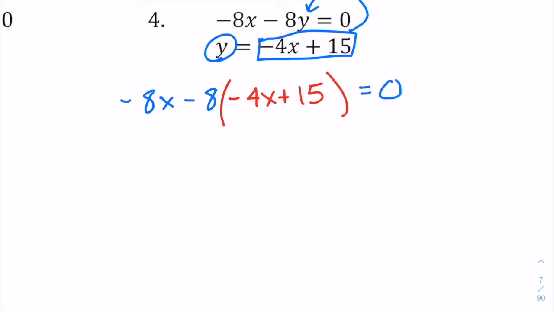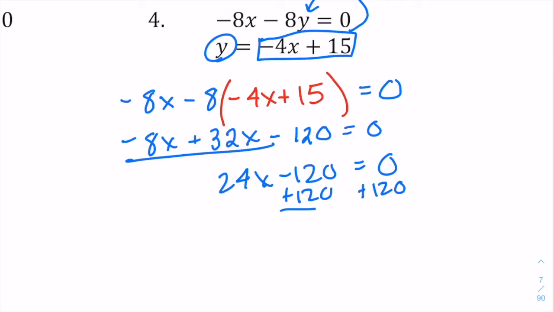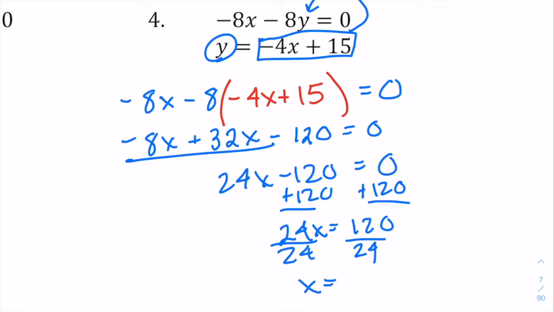All right, so now we have an equation, and there's one variable, and we have to solve it. So we have negative 8x. Negative 8 times negative 4x is positive 32x. And then we get minus 120 equals 0. We can combine our like terms here. So we get 24x minus 120 equals 0. Add 120, add 120. And we get 24x equals 120, of course. Divide both sides by 24. And we get x is equal to 5.